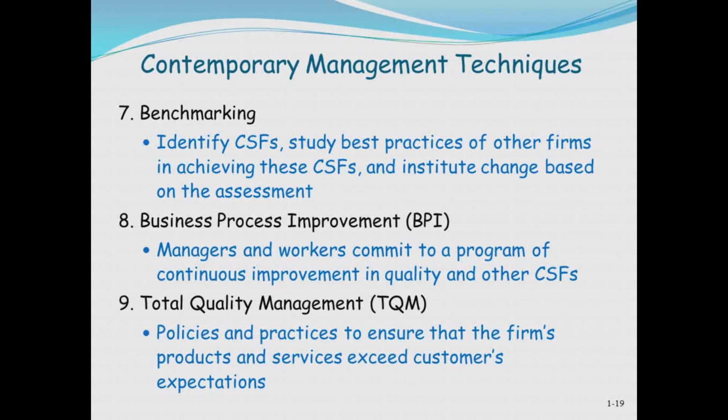Benchmarking. You identify your critical success factors, and then you look at the best practices of the firms that also have similar critical success factors, and then you institute the changes based upon that analysis. Business process improvement. The organization commits to change, continuous improvement, and compensation is based upon your continuous improvement. Quite often, it's kind of a step function in business process improvement when you implement a new technology. It forces the business process to change, but you can also change business processes all the time.